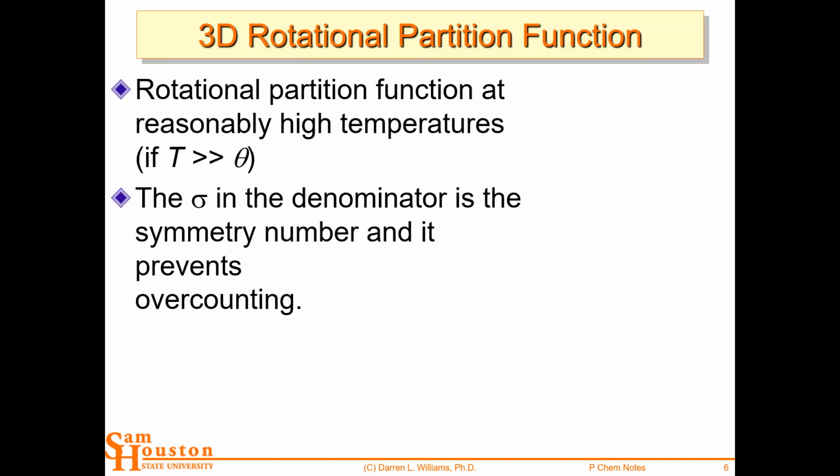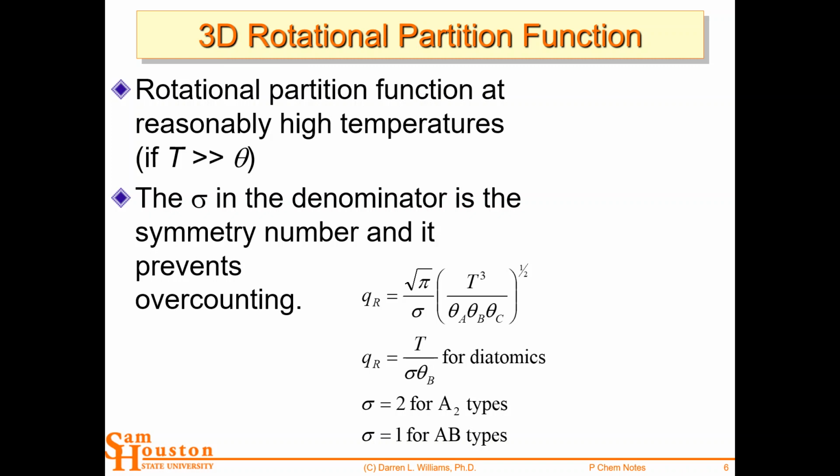So let's look at the three-dimensional rotational partition function. Again, using our total being the product of the individual pieces, we have the three different rotational temperatures down here compared to the temperature of the system to the 1/2 power. And then we've got some extra constants out front that come from treating a three-dimensional system. This sigma is the symmetry number, and it prevents overcounting. So for a homonuclear diatomic, that sigma is 2.